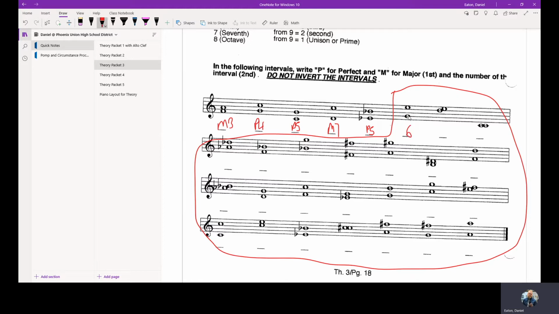So G major has 1 sharp in it. It's F sharp. That E natural is within the key signature. So that means that that's going to be a major 6th. That's how I figured that out. Okay.